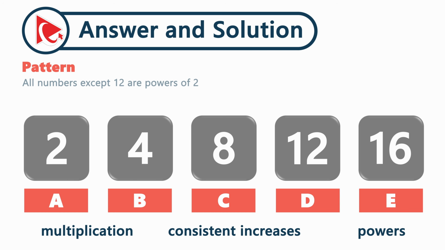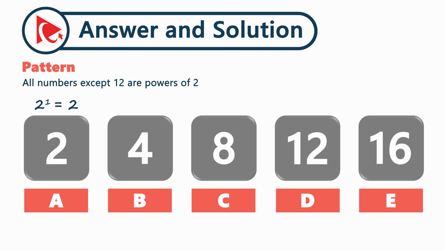I thought of it as powers of 2. 2 to the power of 1 equals 2, which is the first number. 2 to the power of 2 is 4. 2 to the power of 3 is 8. And 2 to the power of 4 is 16. Which also leads us to the answer that choice D is the odd one. So the correct answer here is choice D, 12.